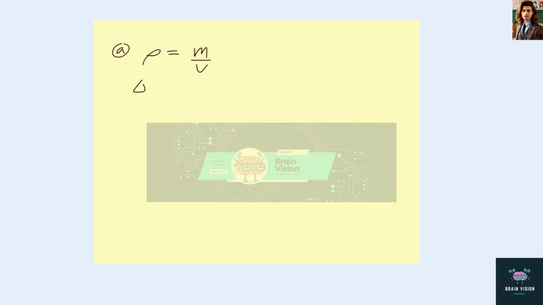Right off the bat, we know that density is equal to mass over volume. Okay, so what is change of density equal to then? Well, delta rho is equal to density final minus density initial. And that must also be equal to mass over our final volume minus mass over our initial volume.